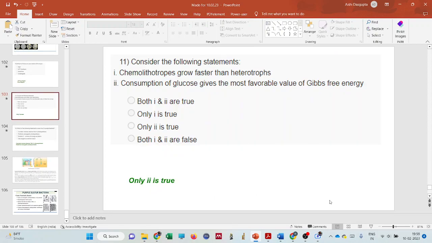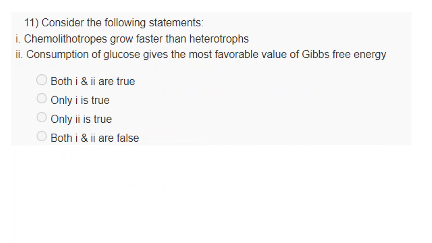So the next question, I have shown the answer already anyway, but still, if anybody wants to try. Consider the following statements. Chemolithotrophs grow faster than heterotrophs, and consumption of glucose gives the most favorable value of Gibbs free energy. Anybody? So only 2 is true. There's no scientific evidence that chemolithotrophs grow faster than heterotrophs. One bacterium might grow faster than another, but we cannot generalize for the entire category. So chemolithotrophs don't really grow faster than heterotrophs, but consumption of glucose gives the most favorable value of Gibbs free energy, definitely.